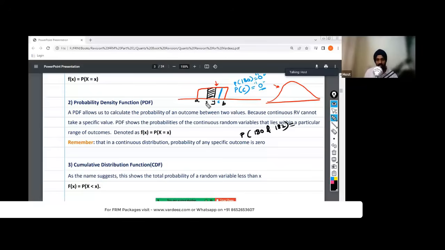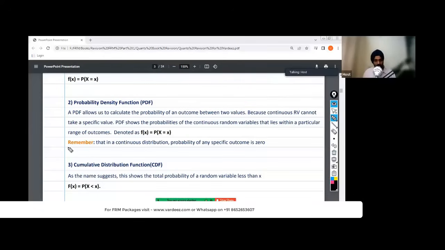Maybe I can write here 180 and this as 182. This is the range for which I can find the probabilities. So that's the probability density function. It helps you get the probabilities for a continuous random variable. The main point is this: remember that in a continuous distribution, the probability of any specific outcome is 0 because it's not possible. That's why it's 0.